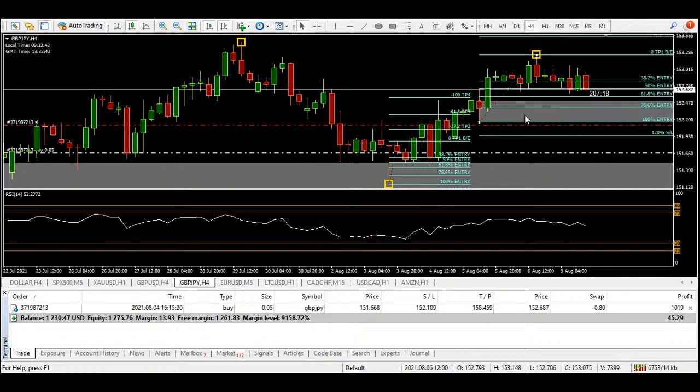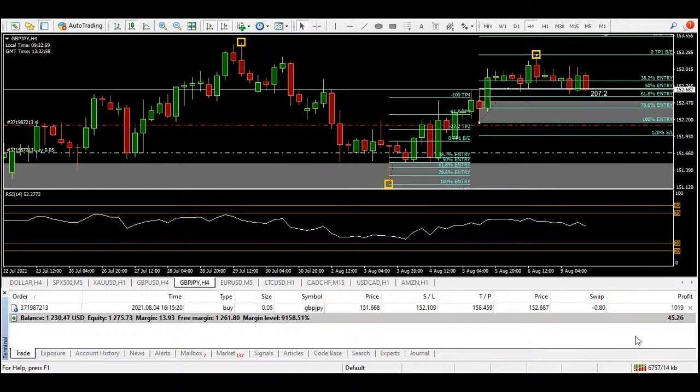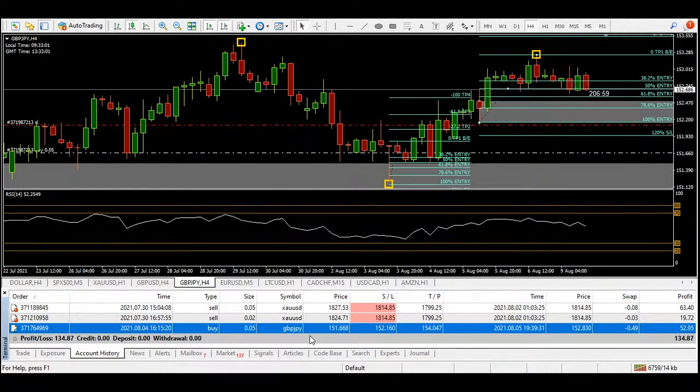Possibly be a 78.6 entry. Yeah, hopefully not 100%. That plus spread may take it out. But we're still currently up over 100 pips on that. So we've already got, what, 104 off of it. So it's all good.